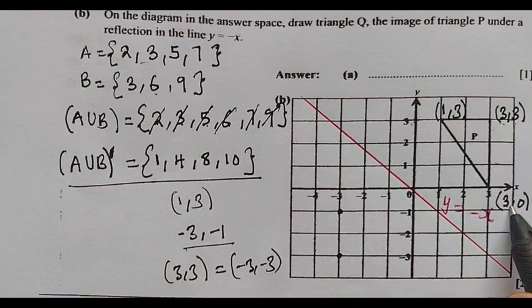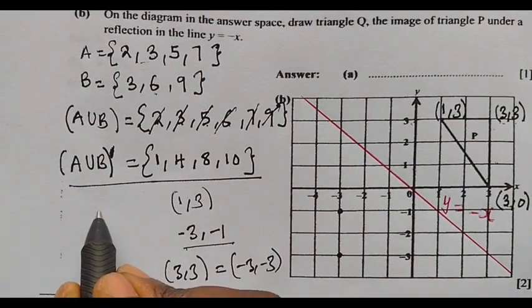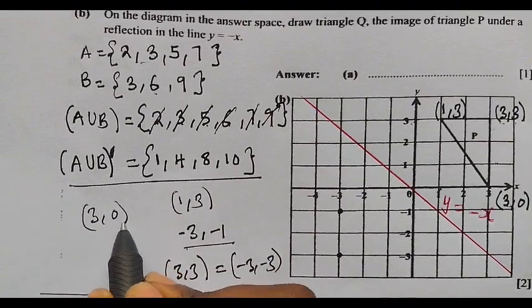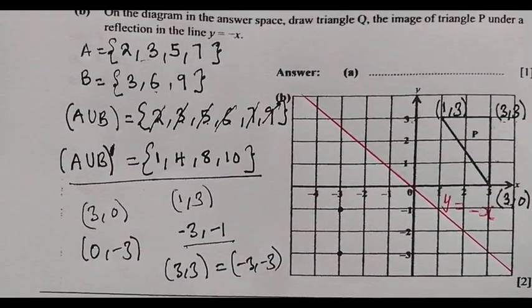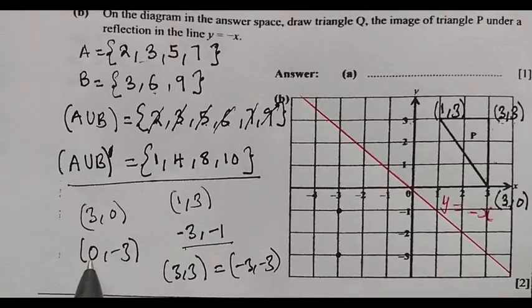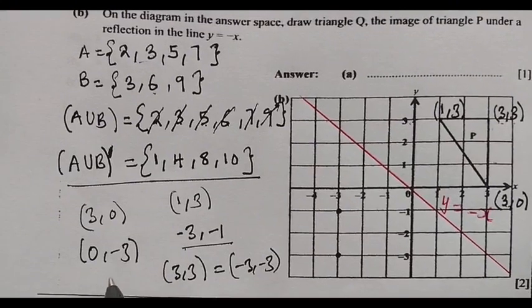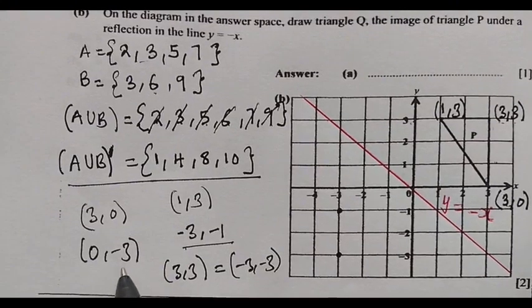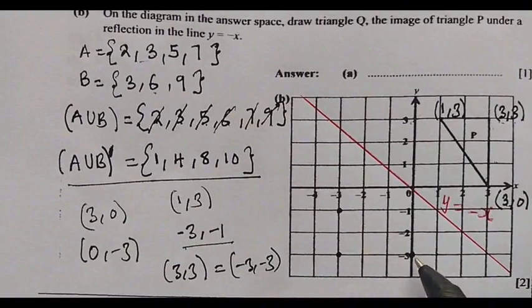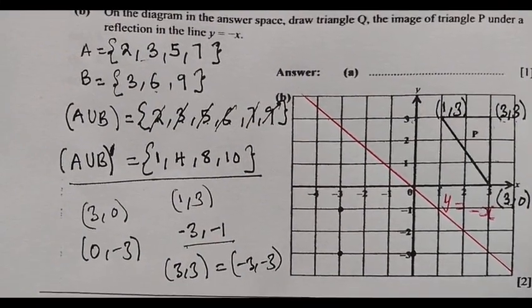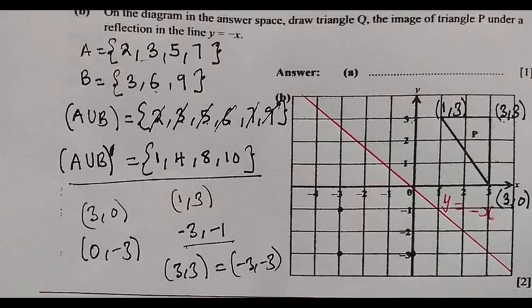Then we come to this point, 3, 0. So this point, which is 3, 0, we are going to say 0, negative 3, because you can't say negative 0, negative 3. 0 is a neutral number, neither positive nor negative. So 0, negative 3. So x is 0, it's this line, and the negative 3 will be right here. So what you do now is you have identified these points. That is the reflection you are going to have under the line y is equal to negative x.